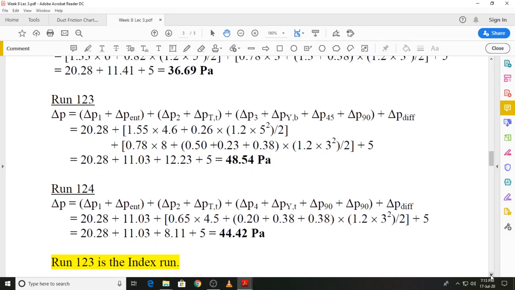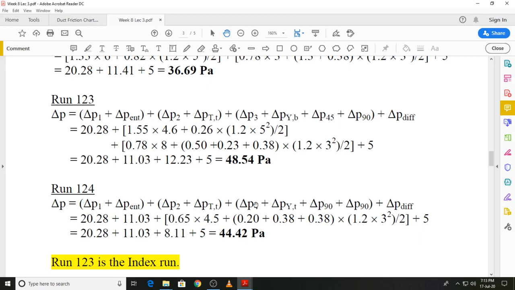And lastly, run 1 to 4, and you can see that because we have already got the results for segments 1 and 2, of course we write down the entire algebraic equation, but the numerical values you don't have to calculate. We can directly insert those values for segment 1, 20.28, and for segment 2, 11.03. All you have to do is now work out the pressure drop across segment 4.